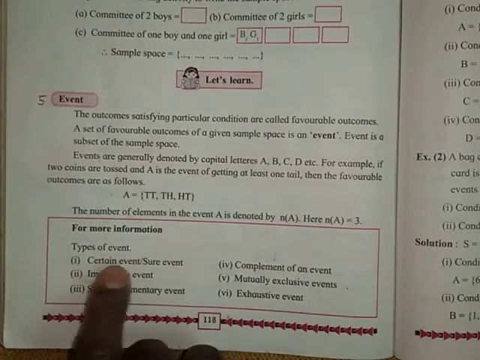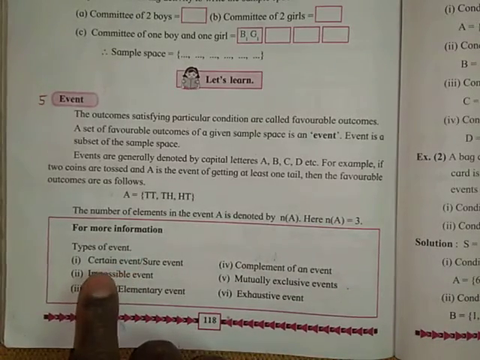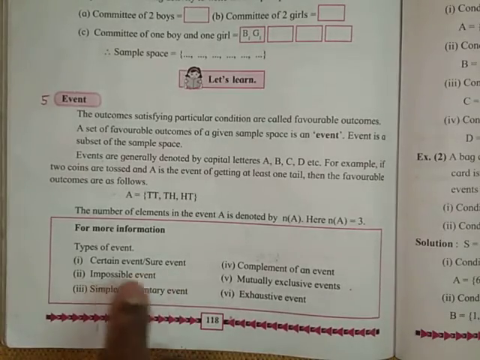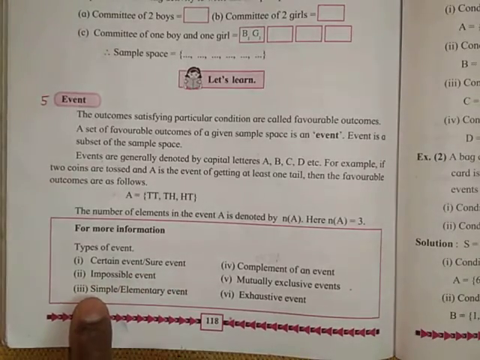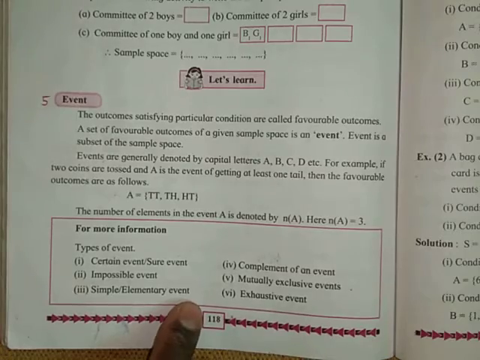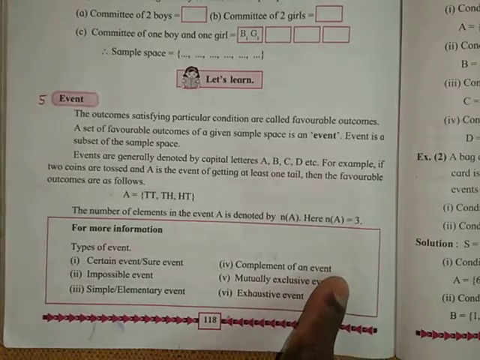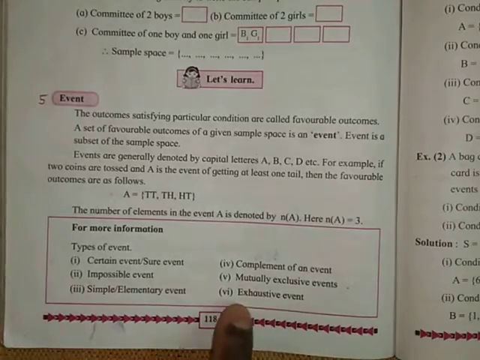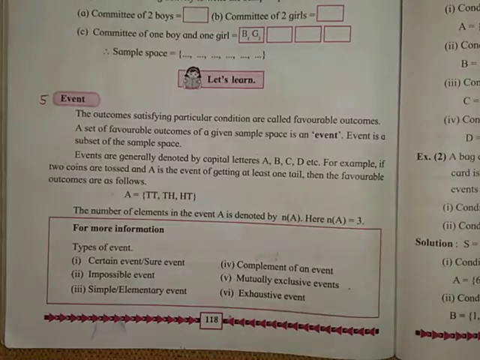For more information, the types of events are certain event or sure event, impossible event, simple or elementary event, complement of an event, mutually exclusive events, and exhaustive event.